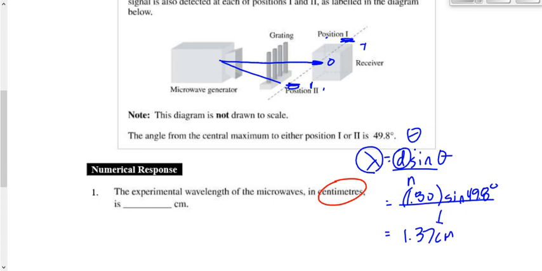1.37 centimeters. Now, if you had to convert this to meters, 0.0137, that would be fine. Yeah, that's the standard, right? Then we would have gotten 0.0137 meters. Then we would have had to convert it back to centimeters. So this is just a tiny bit of a shortcut if you catch that.